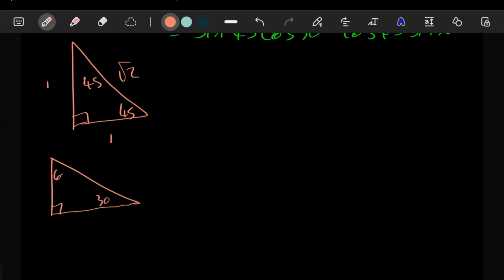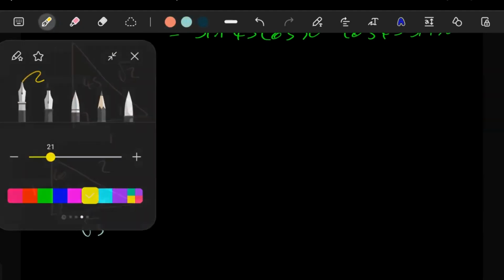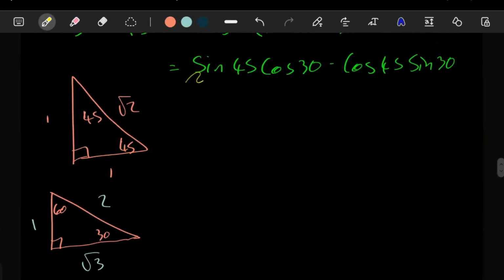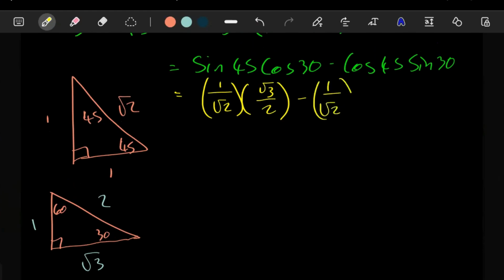30 60, this is like 1, 2, square root of 3. There we go. So what we have here is sine 45, right? Sine 45 is just opposite over hypotenuse, 1 over square root of 2. Cos 30 is adjacent over hypotenuse, square root of 3 over 2. Cos 45 is adjacent over hypotenuse, 1 over square root of 2. Sine 30 is opposite over hypotenuse, 1 over 2.